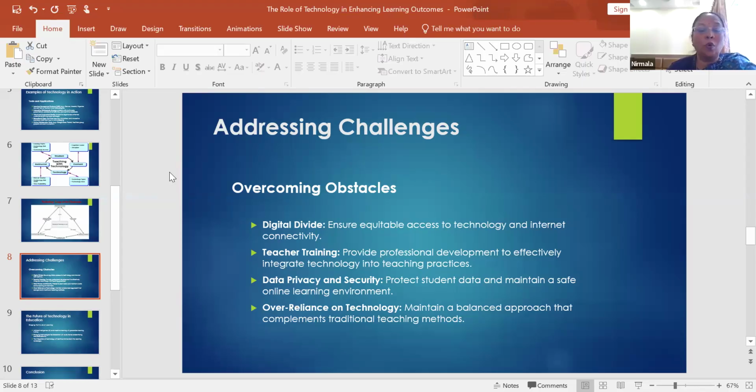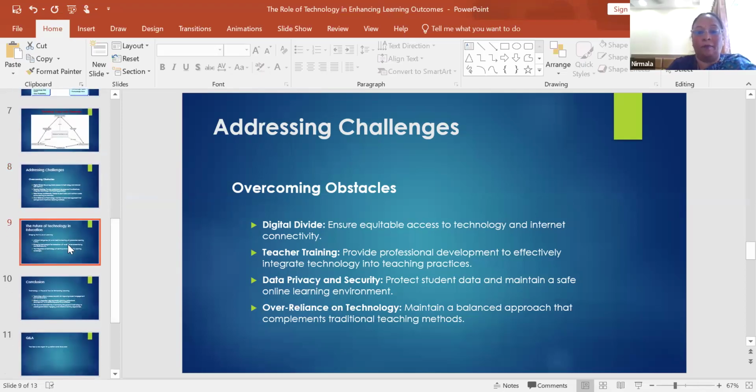So it is very easy for the teachers to know how to protect and give instructions about student data and maintain a safe online learning environment. On over-reliance on technology, maintain a balanced approach that complements traditional teaching methods. So we can go with both simultaneously, implementing the basics of the traditional approach alongside the new type of learning.